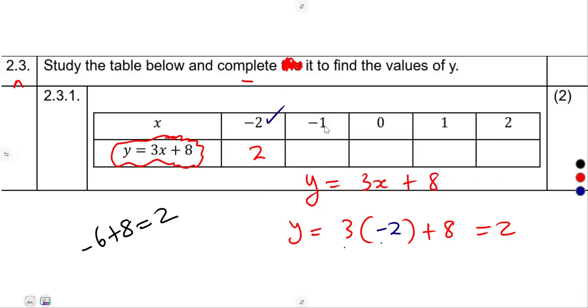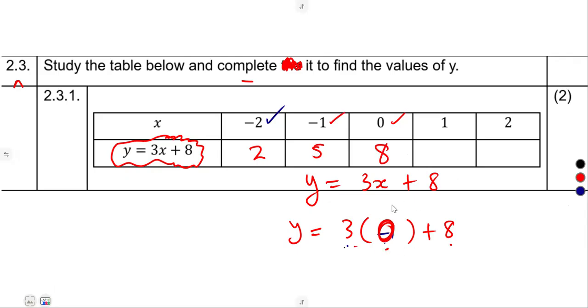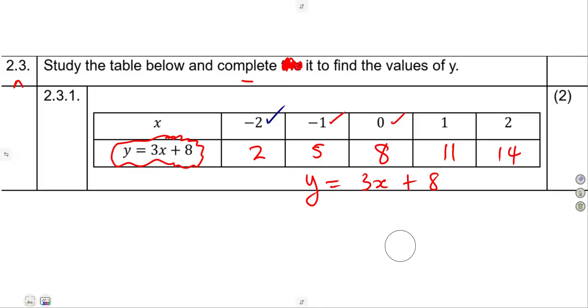You're going to do this, guys. When x is minus 1, you do the same thing. In place of x, you put negative 1. 3 times negative 1 is negative 3, you add 8, and that gives you a 5. You're going to obtain a 5, and so on. If you put a 0, 3 times 0 is 0, plus 8, which is 8. You put a 1, you're going to get 11. You put 2, you're going to get 14. Or just use your calculator, guys, at once.